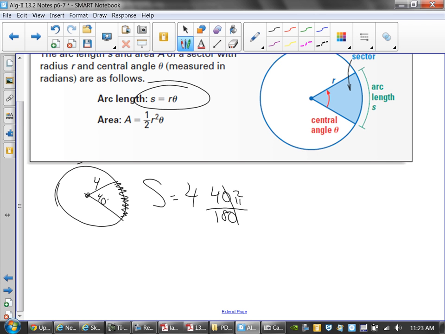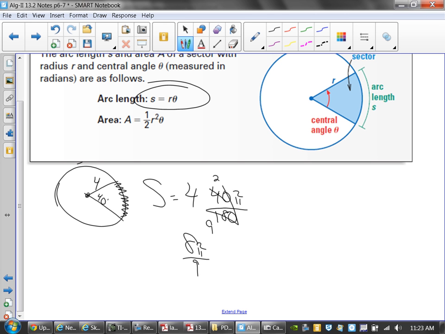Zeros drop. What's half of 18? What's half of 4? 2. Very good. What's 4 times 2? 8 pi over 9. And there's your arc length. Again, what you're doing is working with simplifying of fractions. Okay?